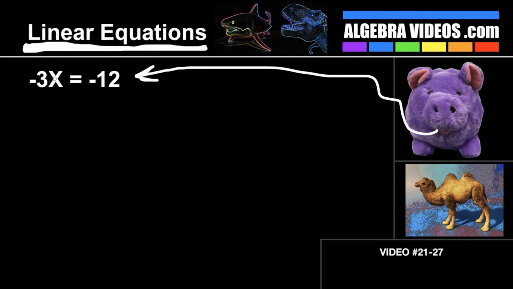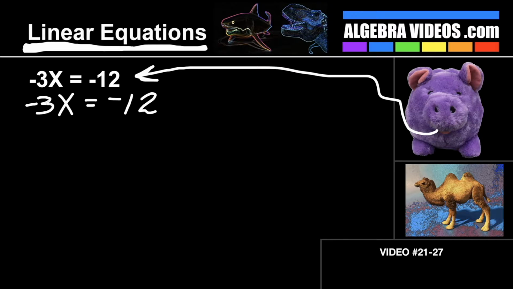Okay, so how do we work this problem? Negative 3x is equal to negative 12. Well, we just have to recognize anytime we have x in an equation with a bunch of other numbers, we want to solve for x. We want to get x by itself. And that's what we always want to do, is get x by itself. So I'm going to rewrite this problem. Negative 3x, which means negative 3 times x, is equal to negative 12.